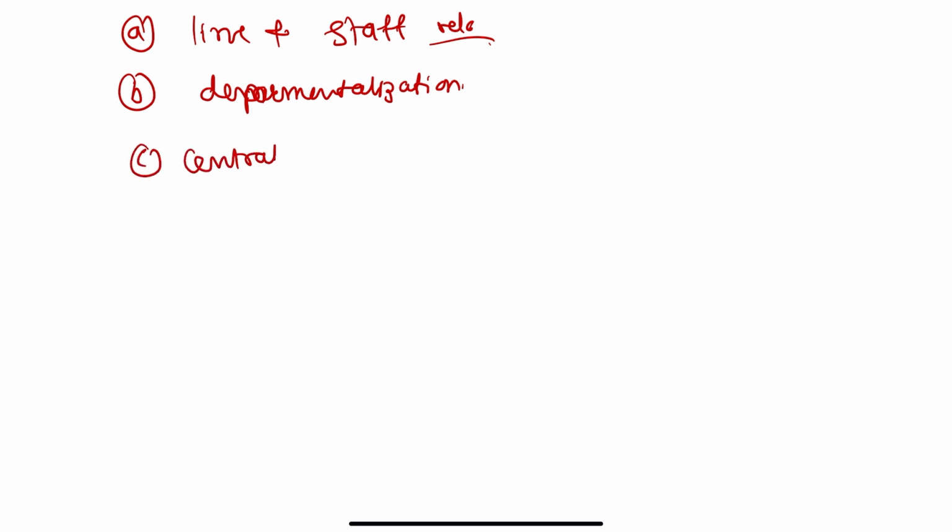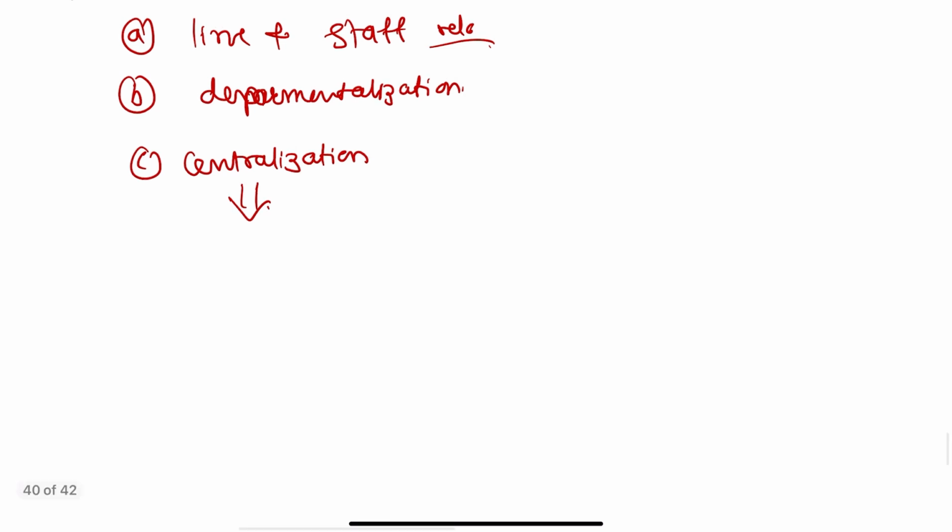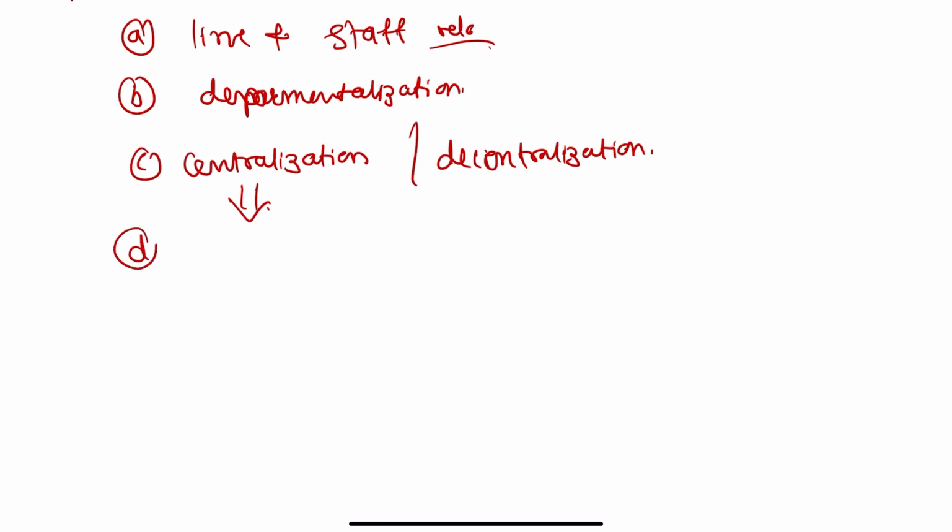What is centralization? It is like concentrating power at one point, we can say top level management. While in decentralization, power can go down to the lower management level. Then here we have span of control. Span of management or span of control is the number of people managed efficiently by a single officer in an organization.